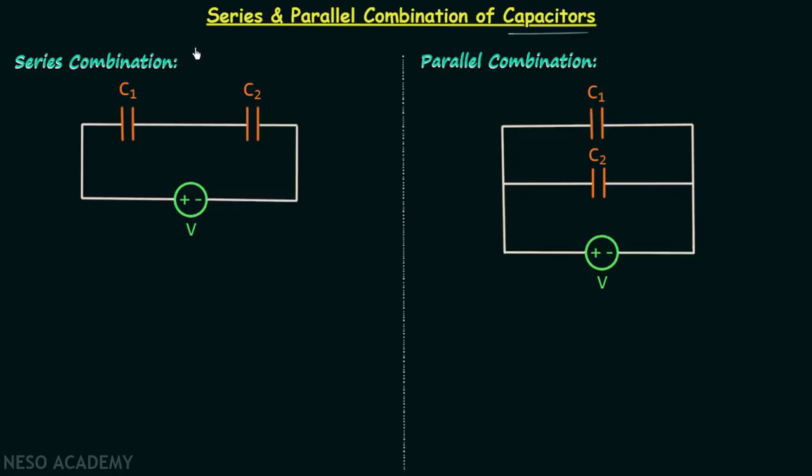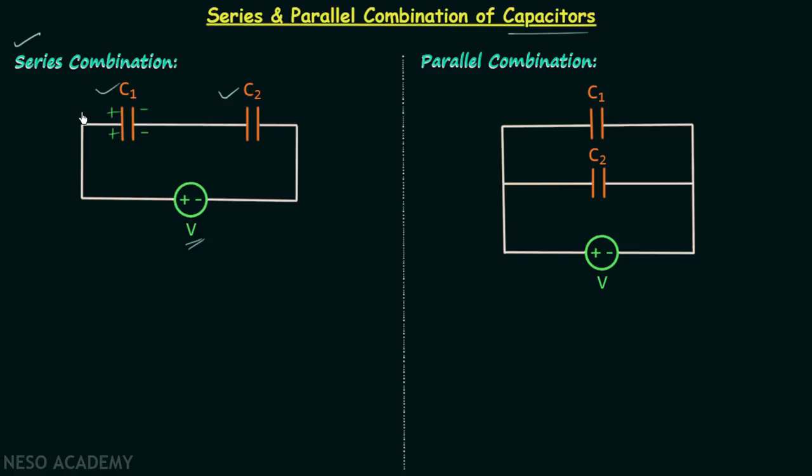So let us begin our discussion with series combination of capacitors, and for this I have taken this particular circuit in which two capacitors are connected back to back, and there is one voltage source providing the voltage V, and the capacitance of the first capacitor is equal to C1 and the capacitance of the second capacitor is equal to C2, and this plate of the first capacitor is connected to the positive terminal of the source, and therefore the plate will have the positive charge and this plate will then have the negative charge.